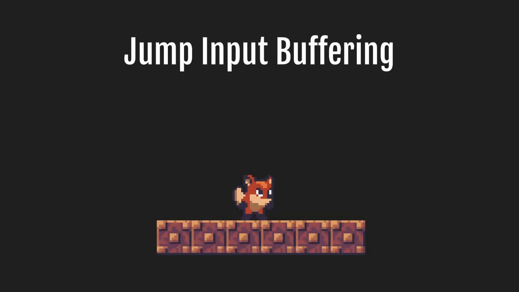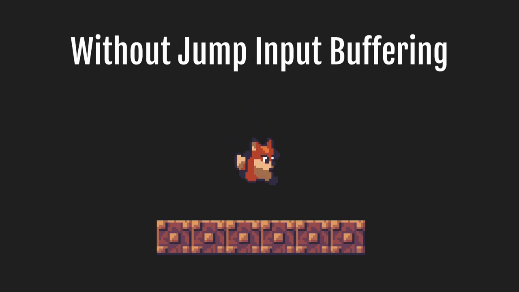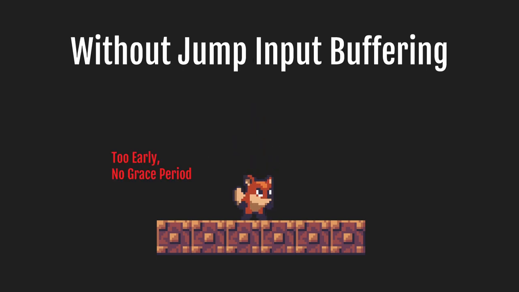Next, we'll start implementing jump input buffering. Now, what is jump input buffering? Jump input buffering is saving the jump input for a short period of time just before hitting the ground. If we hit the ground within that grace period, we will jump. It just gives us a little bit more time to react. If we didn't implement this, we would have to perfectly time our jump when we hit the ground.